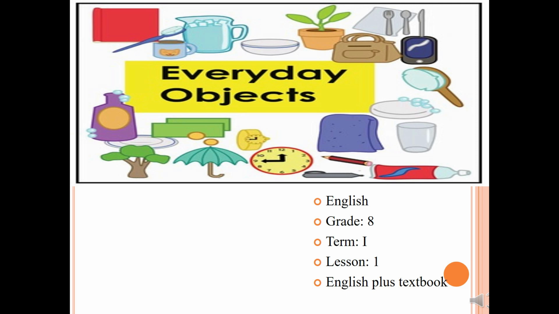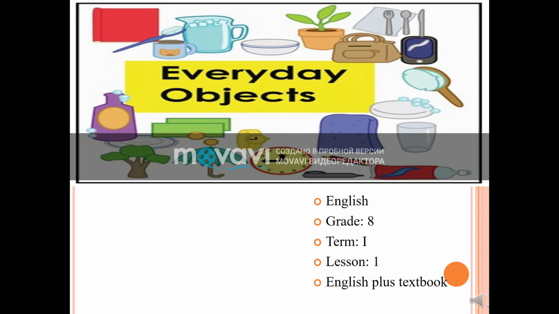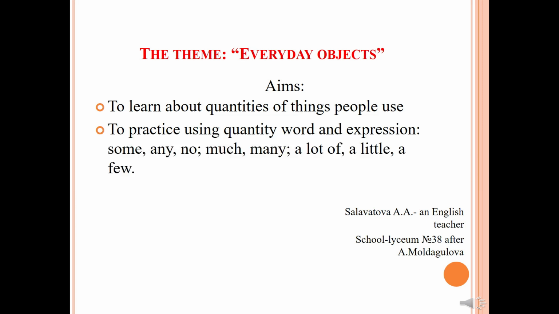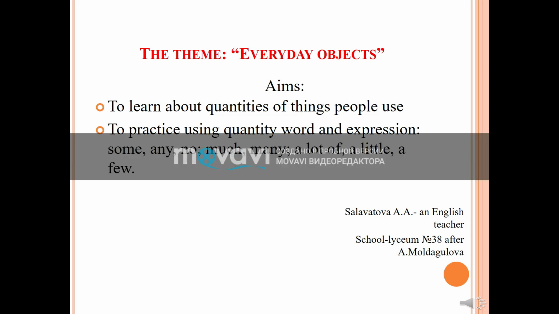Module number 1, Our World. The theme of our lesson is everyday objects. The aims of this lesson: to learn about quantities of things people use, to practice using quantity words and expressions. Some, any, no, much, many, a lot of, a little, a few.